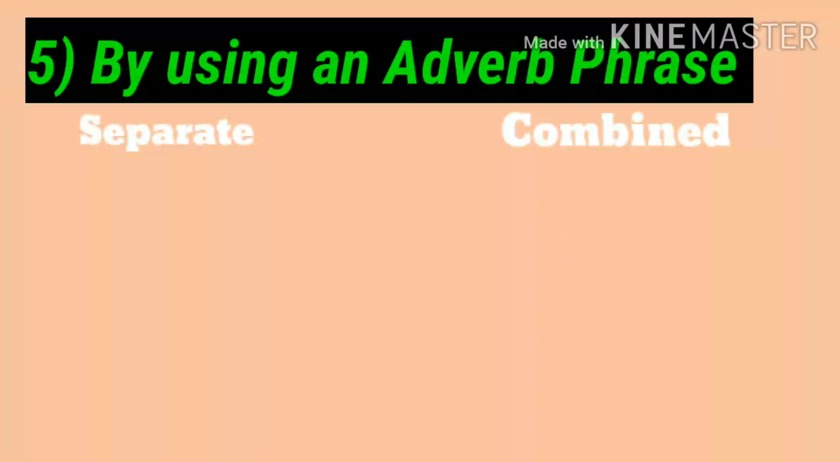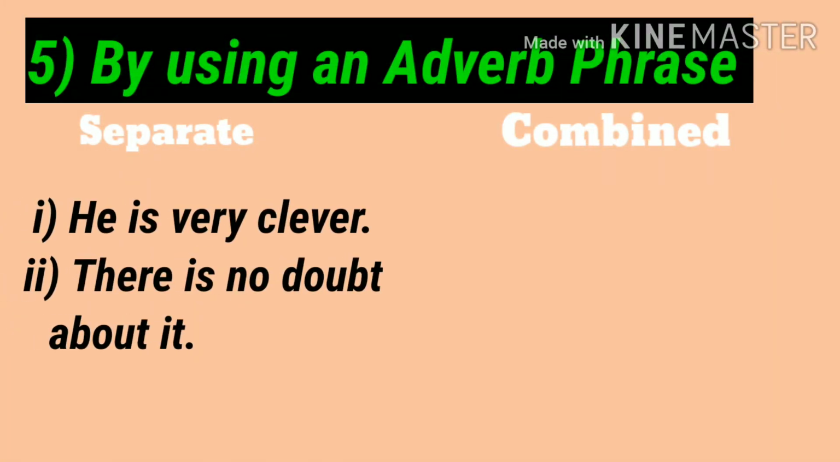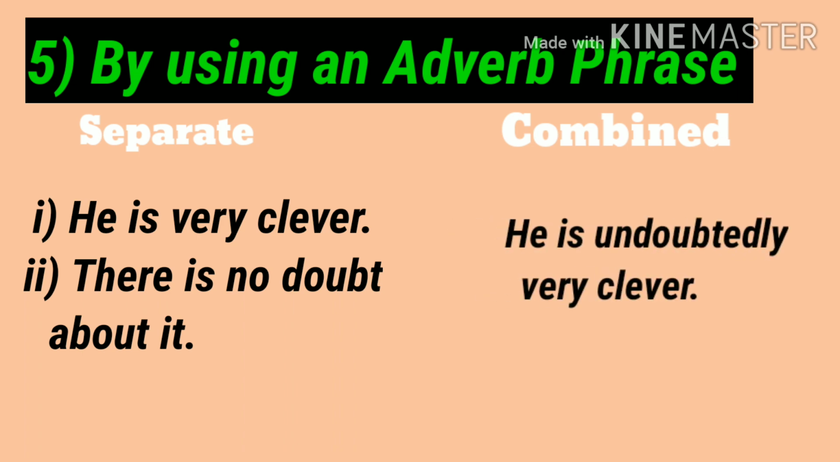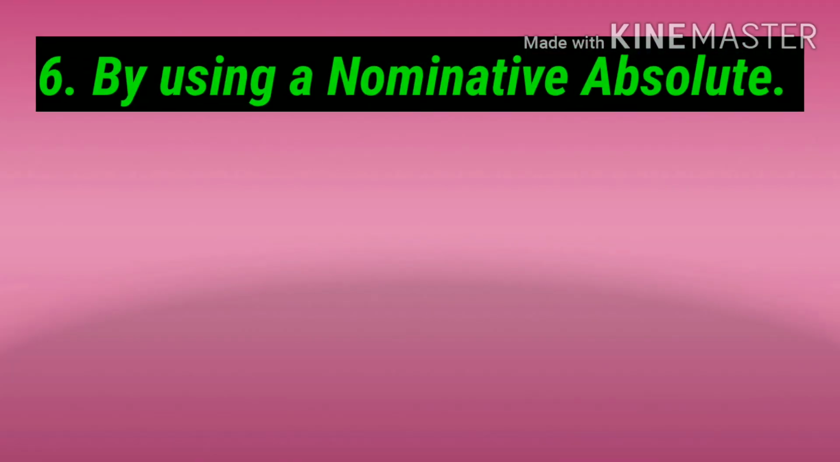Next, number 5. By using an adverb phrase. He is very clever. There is no doubt about it. How can we make it? He is undoubtedly very clever. Undoubtedly, adverb.